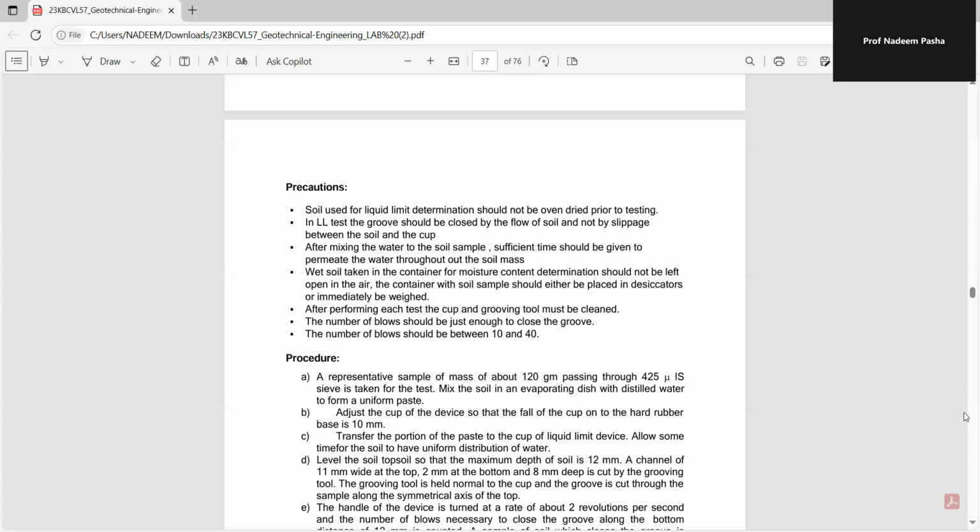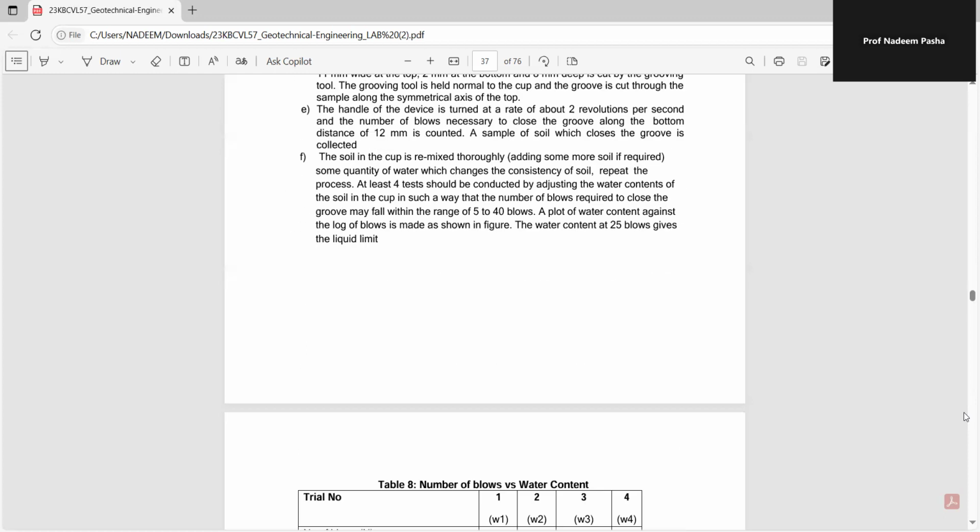A channel 11 mm wide at the top, 2 mm at the bottom, and 8 mm deep is cut by the grooving tool. The grooving tool is held normal to the cup and the groove is cut through the sample along the symmetrical axis of the cup. The handle of the device is turned at the rate of about 2 revolutions per second, and the number of blows necessary to close the groove may fall in the range of 5 to 40 blows.